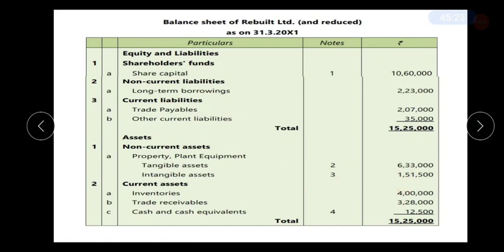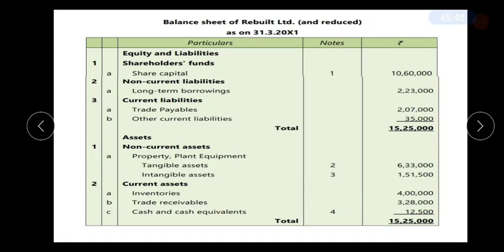And finally we go to the current assets. In that, inventories we have not made any changes. Take the same from the balance sheet, 4 lakh. Trade receivables also we have not made any changes. Take the same from the balance sheet, that is 3,28,000. So we are going to take the same old balance. So no changes are made with respect to them.